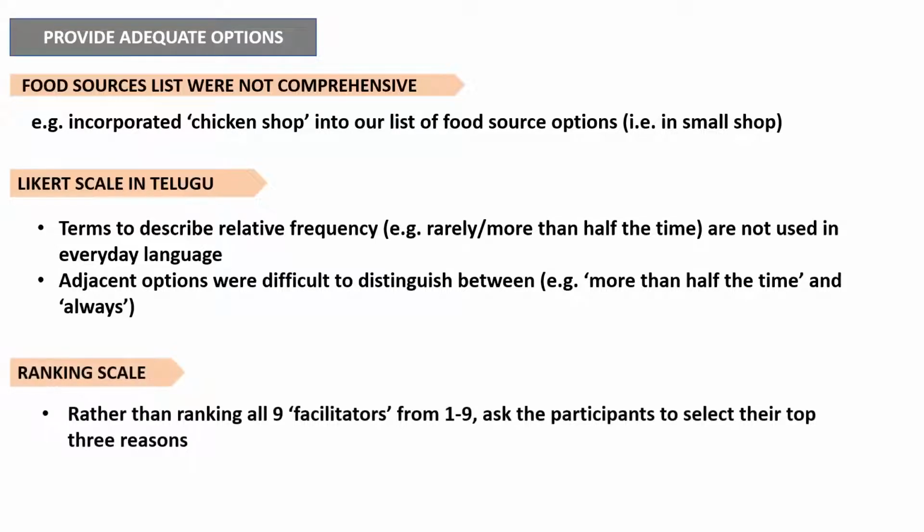The last thing is about the ranking scale. Again, initially we had thought to give all the options to the mothers and ask them to rank from 1 to 9. But it created a lot of cognitive load on the mother, and she was not able to remember all the options given to her. Also, it was redundant to keep asking her to continue ranking. So we stopped and asked the mother to give only the top 3 reasons for either buying a green leafy vegetable or not buying a green leafy vegetable.